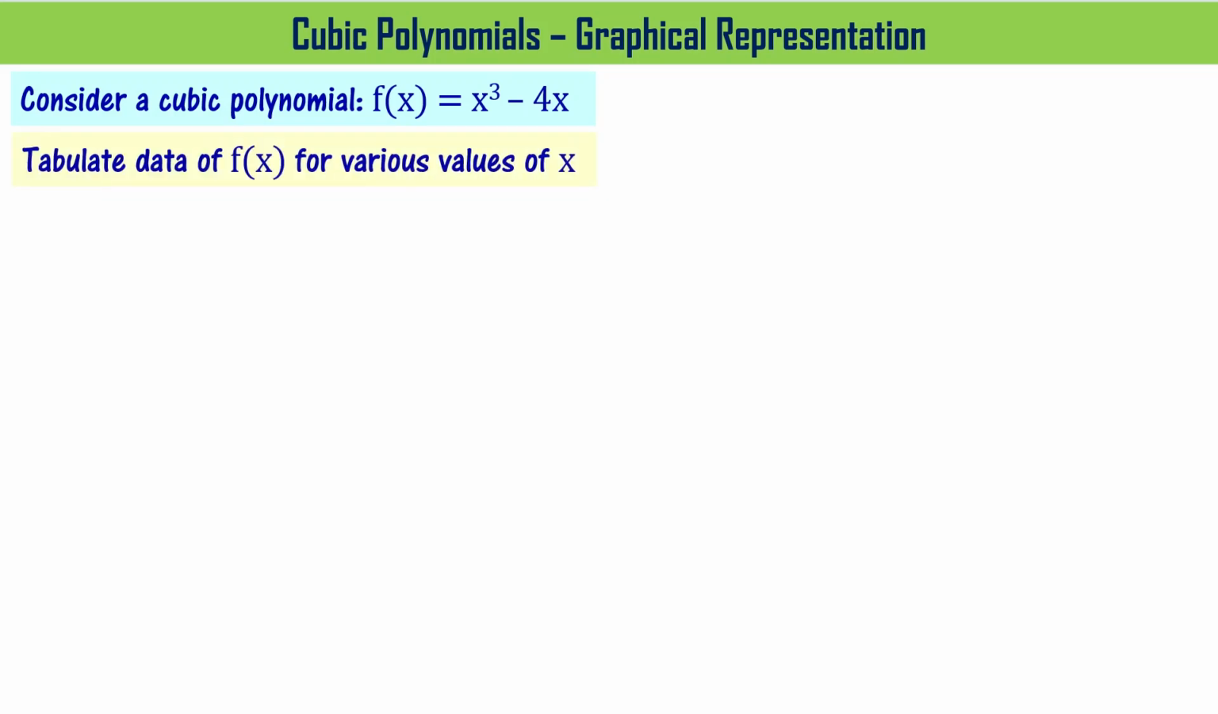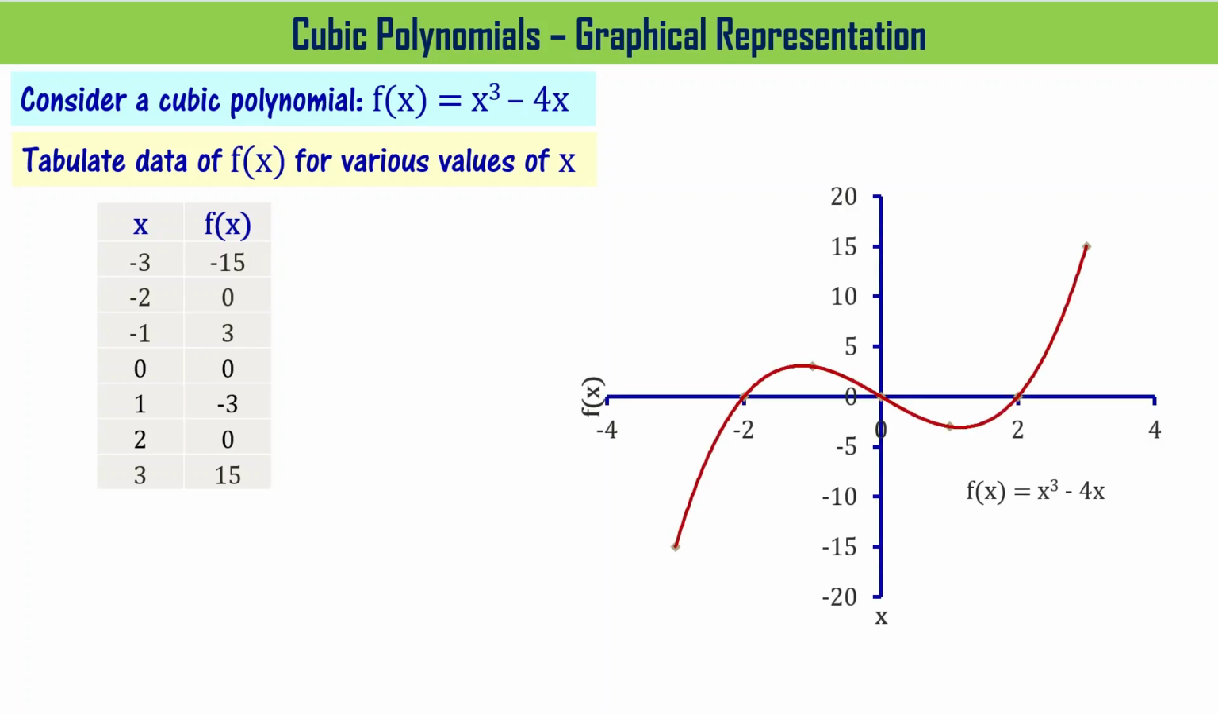Let's go to the cubic polynomials now. Let us consider a cubic polynomial, that is f of x equal to x cubed minus 4x, and tabulate data of f of x for various values of x. I chose x equal to minus 3 to 3, a range of values, and tabulated the corresponding f of x values. And when you plot this particular data, you get a figure like this. In this particular case, the red colored curve corresponds to the cubic polynomial x cubed minus 4x, right?